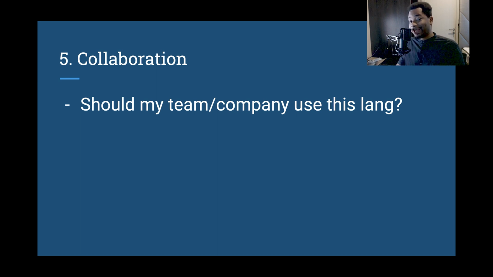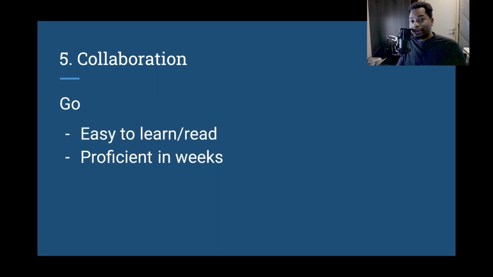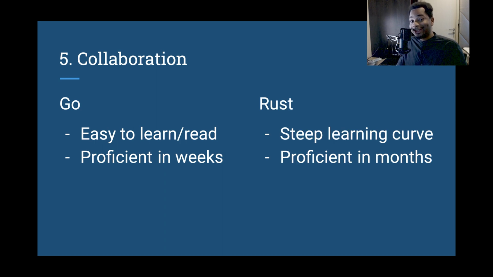So the next thing I think about is collaboration. So should I use this language in my team or company? And if I do, what kind of challenges might that bring? I think Go, depending on your background, you can become proficient in Go pretty quickly, probably within a matter of weeks. On the other hand, when it comes to Rust, it's going to be a much steeper learning curve. Don't be surprised if it takes months to get up to speed and become proficient at using Rust. So in the category of collaboration, teamwork and onboarding, Go is definitely the winner here.